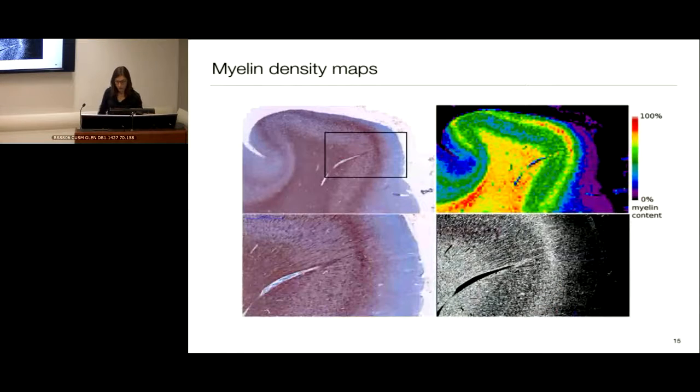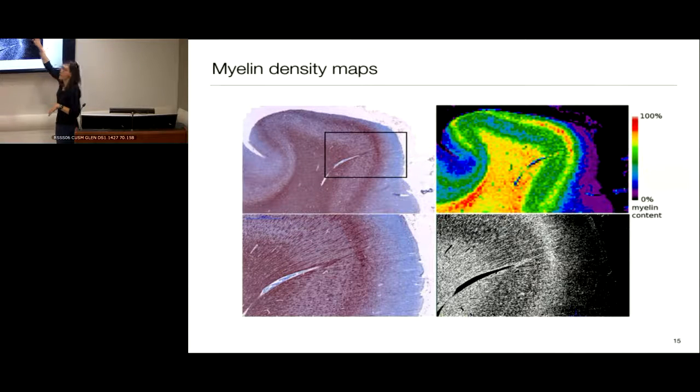So what we decided to do was to segment these high resolution images into myelin and no myelin, and then decimate them to get a map of myelin content. Okay. And to compare this, align it with our MR data, and then do a comparison.